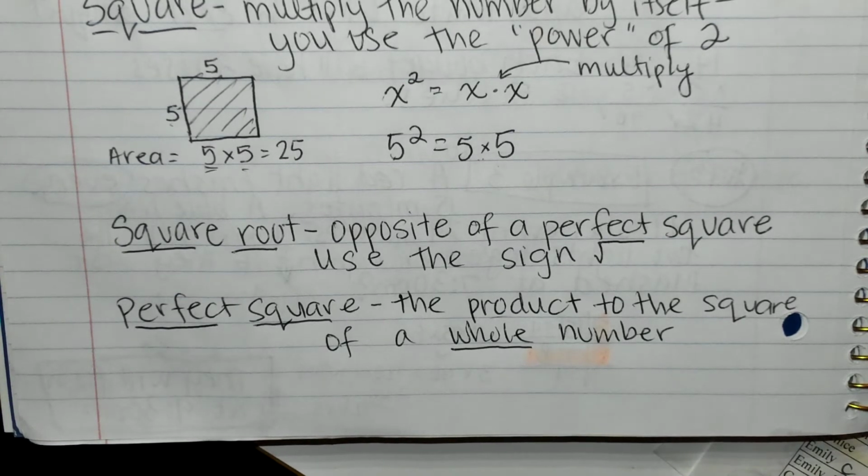So, 25 is the perfect square because it's the answer to 5 times 5. We've got 2 times 2, which is 4. 4 is a perfect square. We've got 3 times 3, which is 9. 9 is a perfect square. We have 4 times 4, which is 16. 16 is a perfect square. 5 times 5, which is 25. 25 is a perfect square. And so on and so forth. Okay?